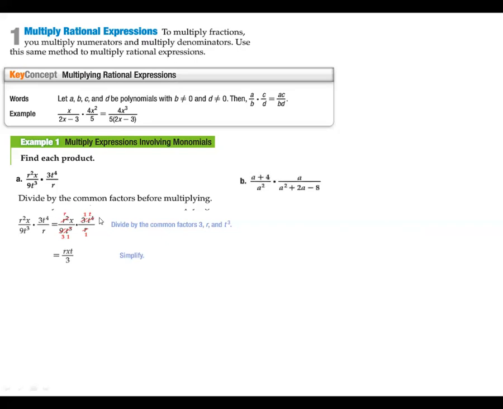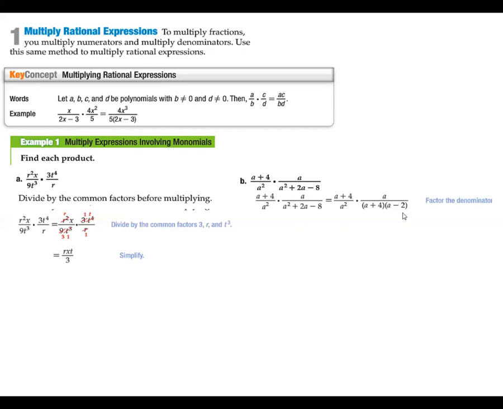Let's check out this one. A plus 4 over a squared times a over a squared plus 2a minus 8. Now this one we have not just multiplying monomials, but we have a binomial and a trinomial. And what we can do is, before we try to multiply, we want to simplify. Well, it doesn't look like there's any common factors except with the a and the a squared. But this a squared plus 2a minus 8, let's factor that first, okay, into a plus 4 times a minus 2.